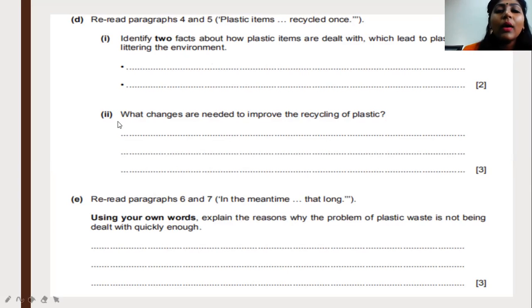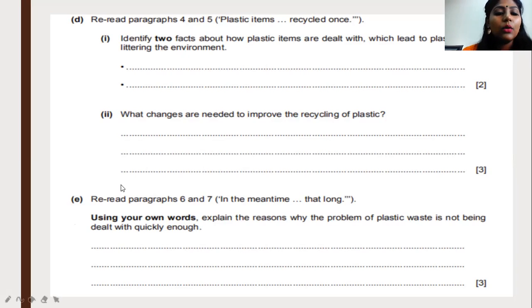Next, what changes are needed to improve the recycling of plastic? Maybe the answers may be written implicitly in the text. Generally, in reading comprehension, as we move on from one sub question to the other, the difficulty level of the question will increase as well. This is where students might need to use their higher order thinking skills to look for the answers between the lines. That means this focuses more on implicit ideas. Maybe the changes might not be directly written in the text, and they may have to read between the lines in order to get the answer.